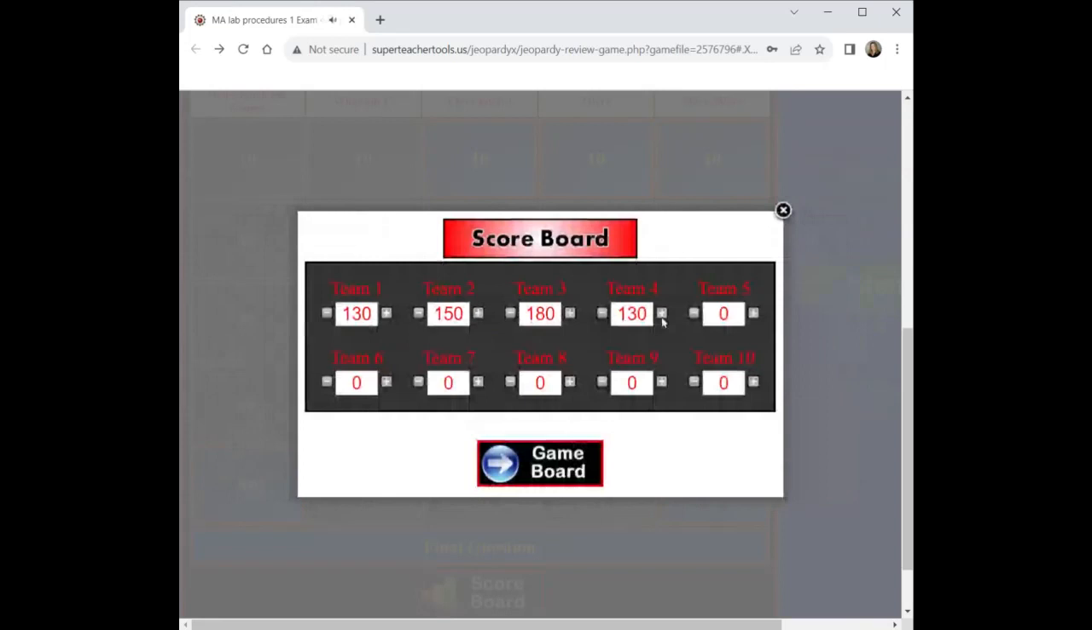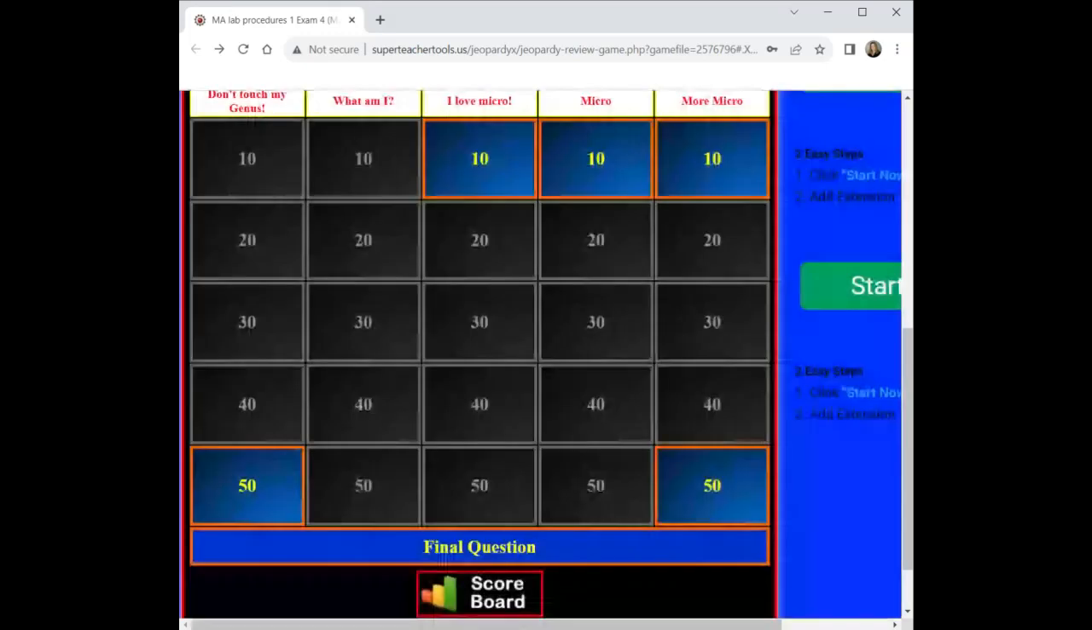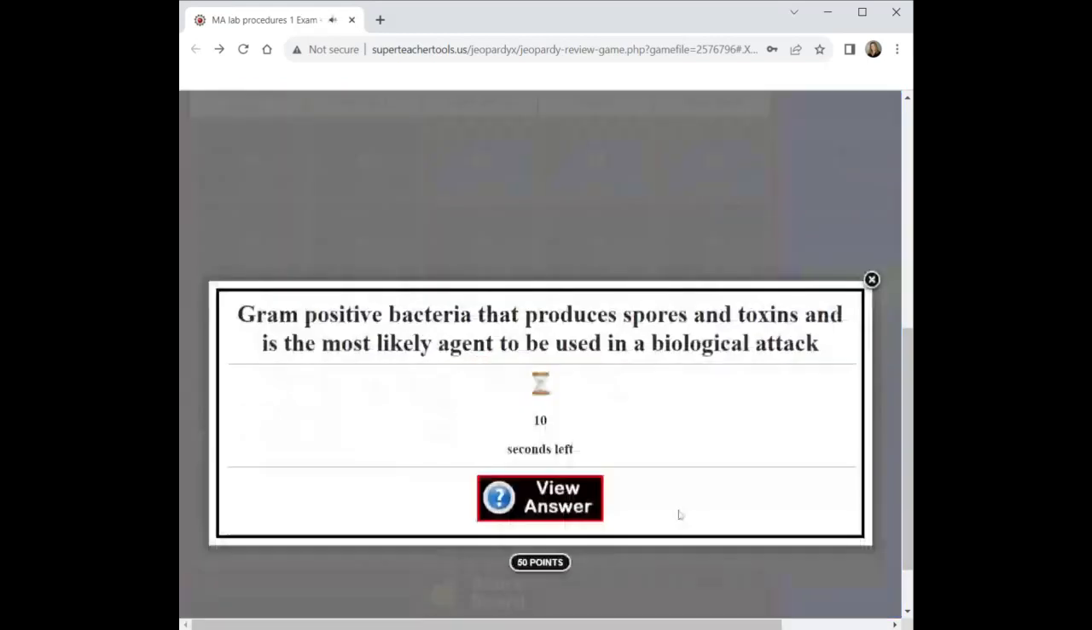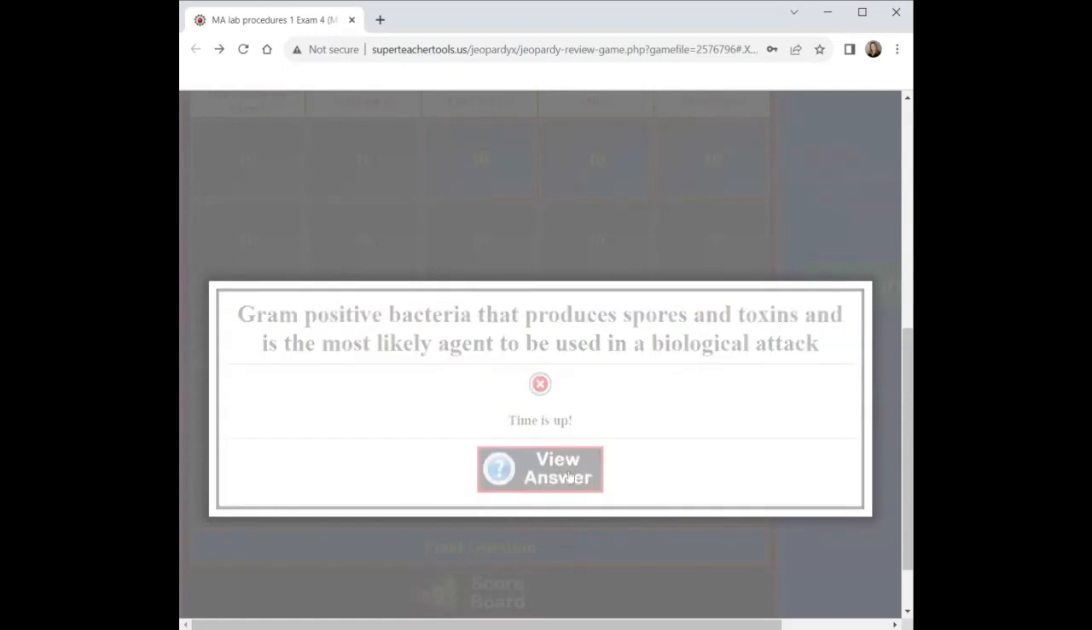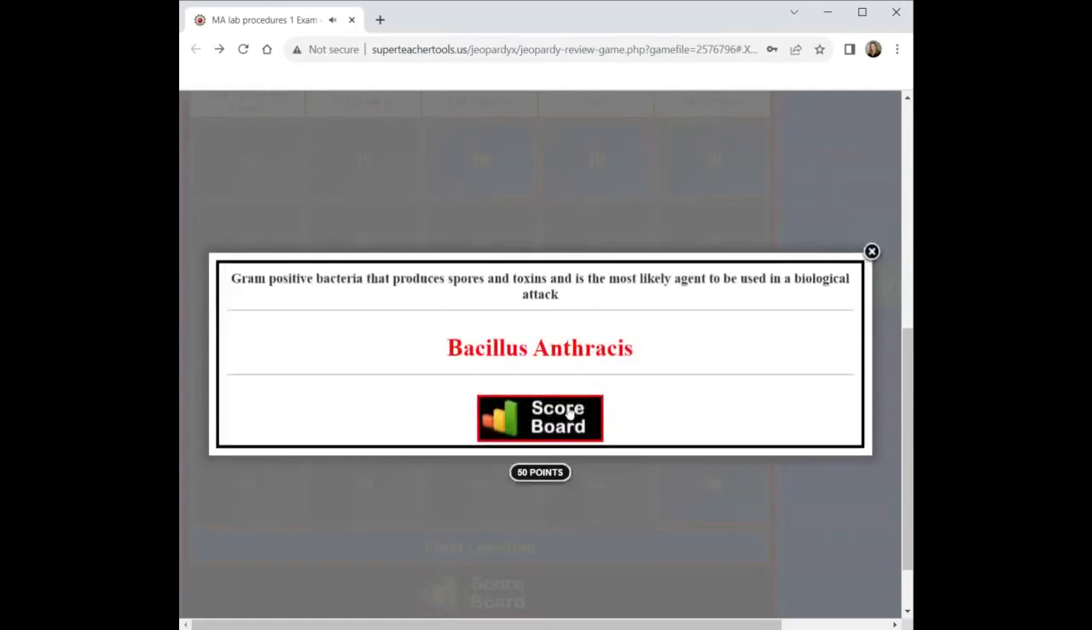That was team 4, right? Mary and Ramsey? Yep. Okay. All right, team 1, Cassidy and Cecilia. Let's do don't touch for 50. Okay, gram-positive bacteria that produces spores and toxin and is the most likely agent to be used in a biological attack. Is it anthrax and the plague? Bacillus anthracis. Yep, that one's more likely than the plague.